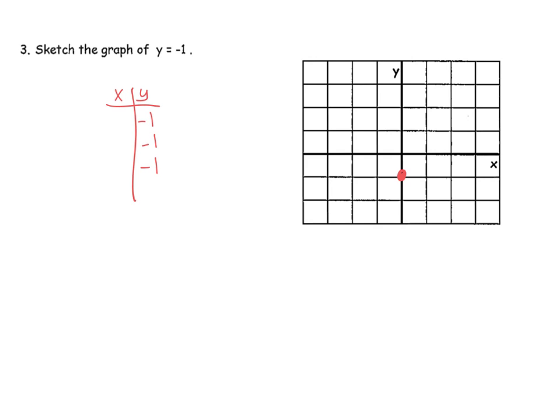So let's do -1, 0, and 1. That would mean that all of my dots would be along this line. So a y equals is going to be a horizontal line. And what he said was really smart, because it is opposite of what you think. The y-axis goes up and down, but that's not the way I graph a y equals.